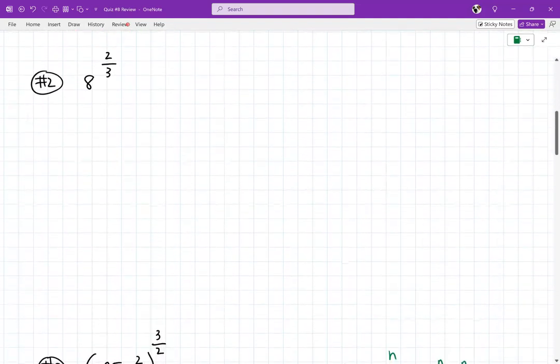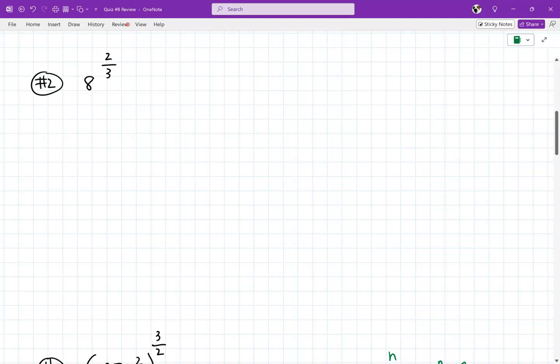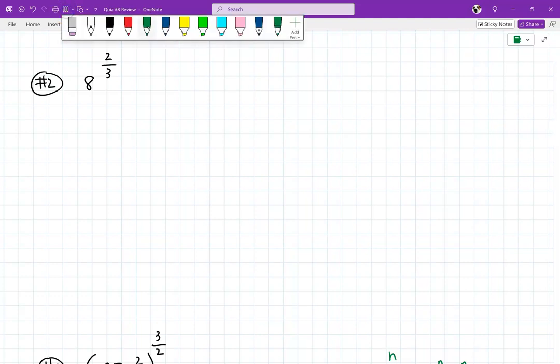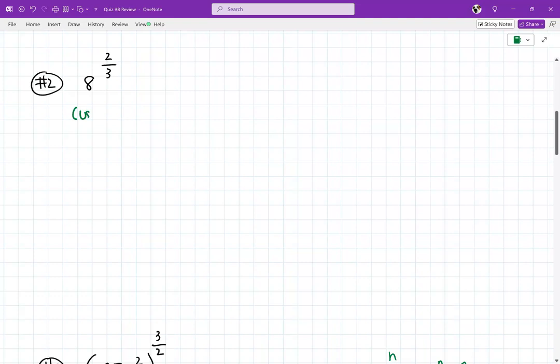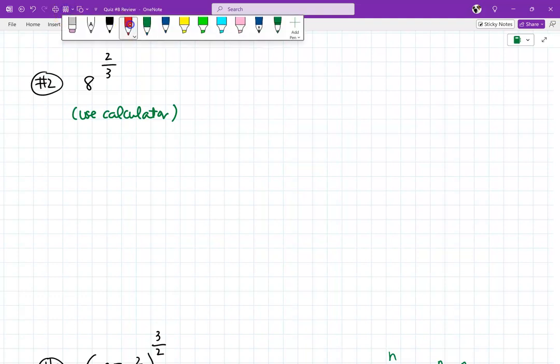So 8 to the 2/3, it's the same thing. You can just use a calculator. So I'll put that as well right here. Just use calculator. And you're just going to type it in. 8 to the 2/3 comes out to 4. How does it come out to 4?